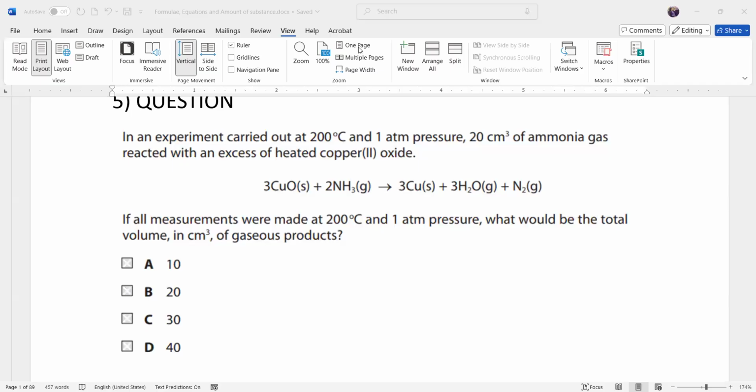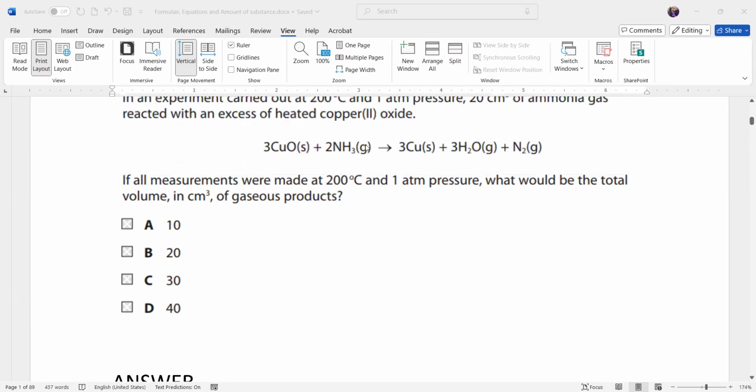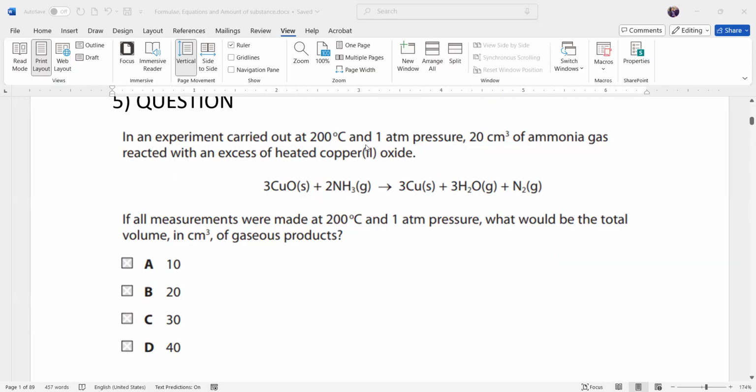So this question, which is related to formula, moles and the amount of a substance, the correct answer for this one is D. But how D is the right answer, I will discuss.